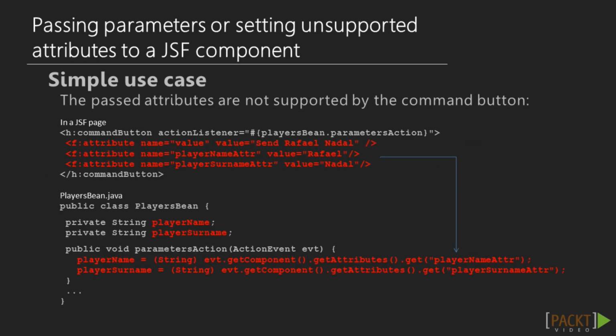The f:attribute tag can be used to pass parameters or set unsupported attributes to a JSF component, as shown in the following code. It's obvious that the playerName and playerSurname attributes are not supported by the command button. Nevertheless, we can access them from a bean via the getAttributes method.